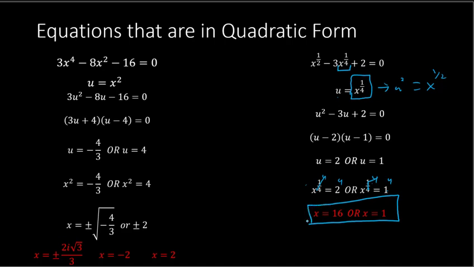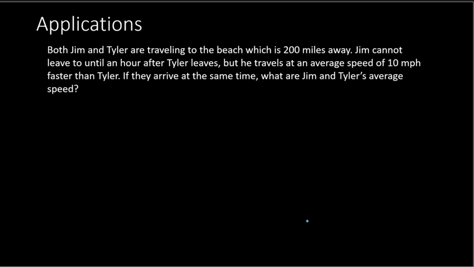All right, so we've worked through different types of equations that you will need to know how to solve. And now to finish off the lesson, we will work with some application problems. So here, our first application problem says both Jim and Tyler are traveling to the beach, which is 200 miles away. Jim cannot leave until an hour after Tyler leaves, but he travels at an average speed of 10 miles an hour faster than Tyler. If they arrive at the same time, what are Jim and Tyler's average speed?